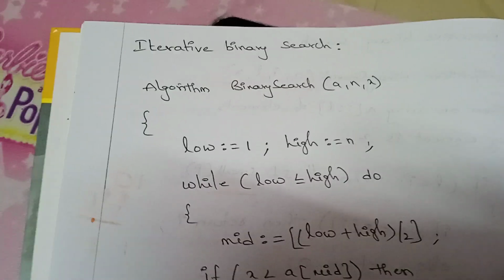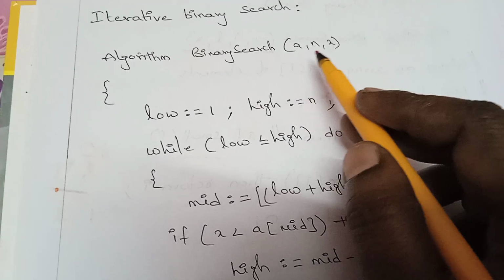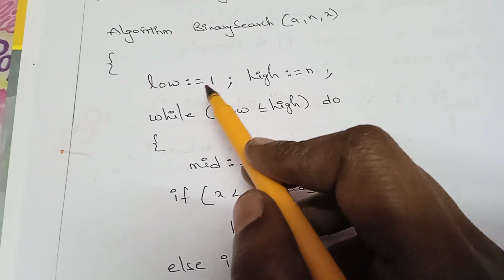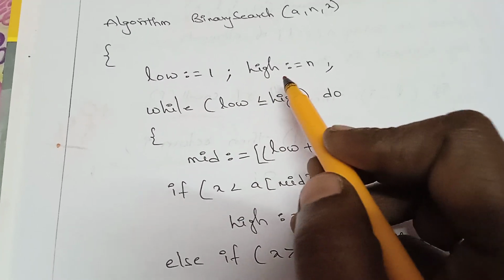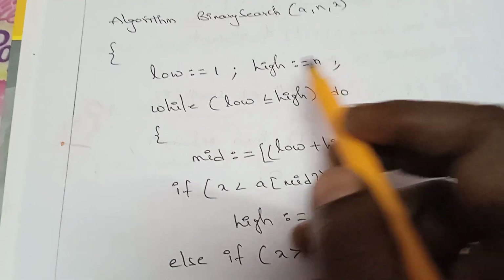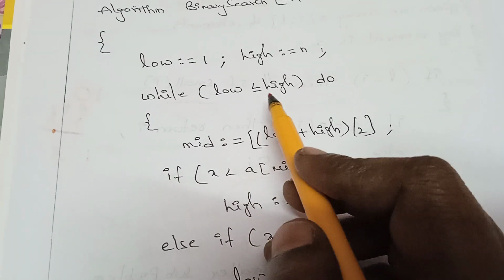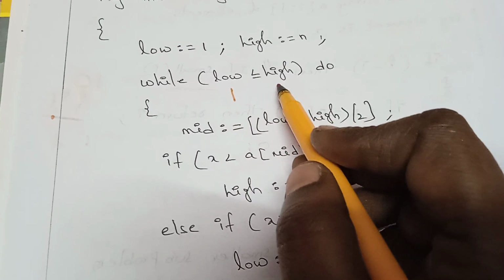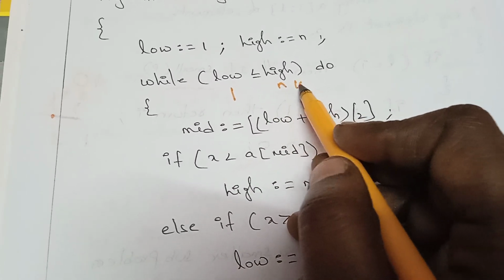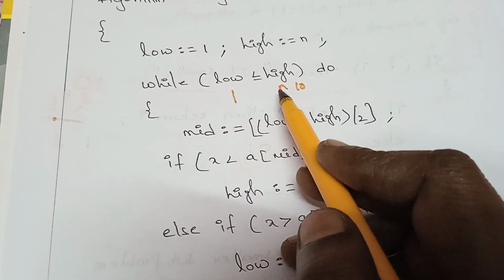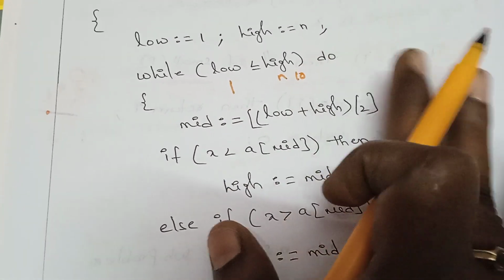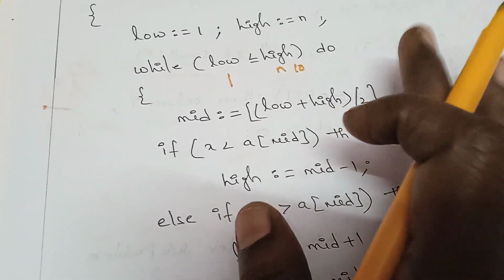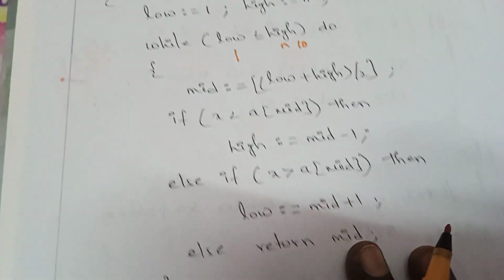Iterative binary search. Algorithm binary search a comma n comma x. So low is equal to 1, high is equal to n. Low is the first index value, and high is equal to n, meaning the size of the list. While low is less than or equal to high, do. That means my low element is 1, my high element is n. Let us suppose my n is 10. So 1 is less than or equal to 10. That means you have a good number of elements in the list, not just 1. When you find a list with more than 1 element, you have to start the procedure.